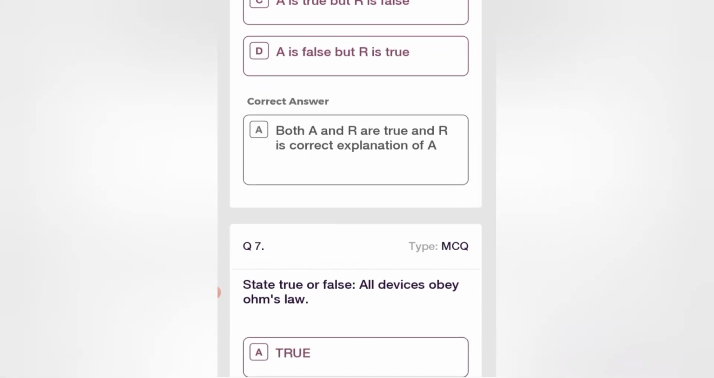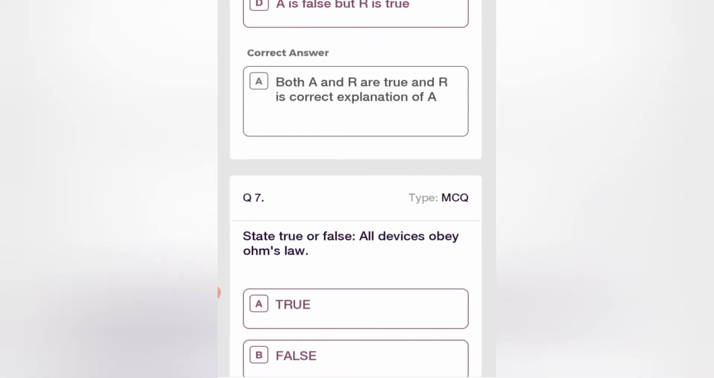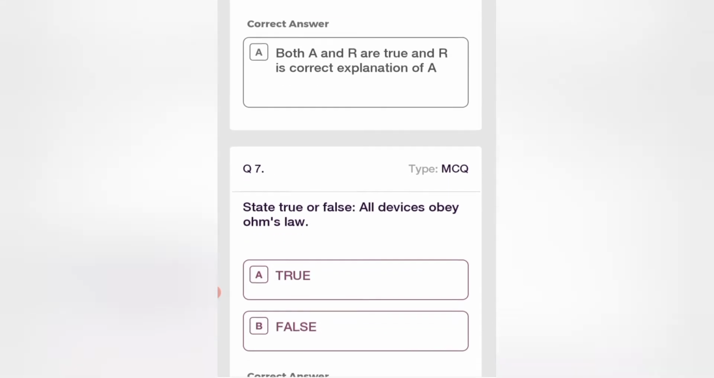So now we'll go for the 7th question. State whether the given statement is true or false. All devices obey Ohm's law. No, every device will not obey Ohm's law. Certain devices will not obey Ohm's law, for example, semiconductors, arc lamps, and other things. So therefore the answer is false. All devices will not obey Ohm's law.